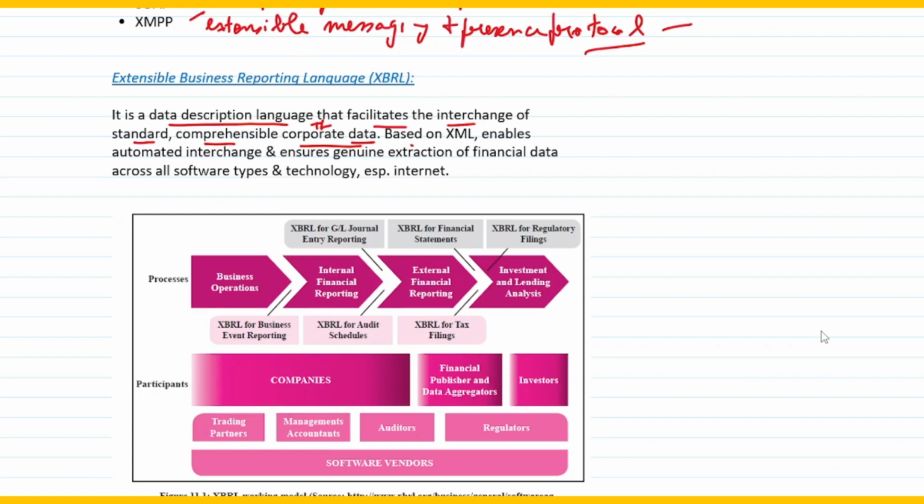Now it is again based on XML only. So the base is XML, and it enables what? It enables automated interchange, right? And ensures genuine extraction of financial data across all software types and technology, especially the internet. Fine. So the first keyword is automated: it enables automated interchange, and it also ensures genuine extraction of financial data across all software types and technology, especially through the internet, right? So that's what XBRL is.